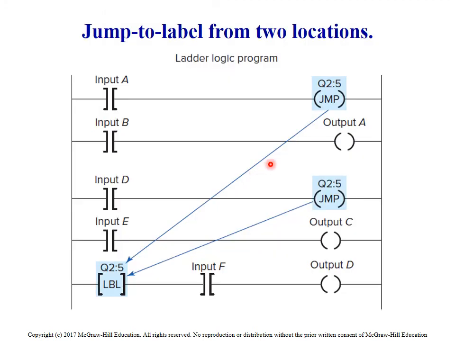Here they're showing us another aspect of jump label: you can have more than one jump going to one label. So here we have, if input A triggers this jump, it goes here. If input D triggers this jump, it goes here. So this is some valid logic. It's just, like I said, an older format, something that we're not quite accustomed to in the 5,000 range.